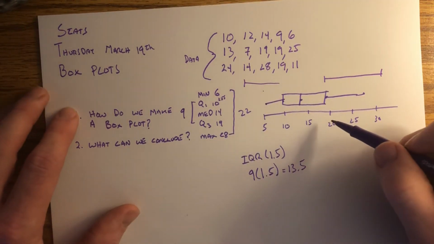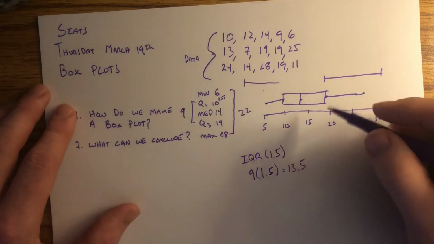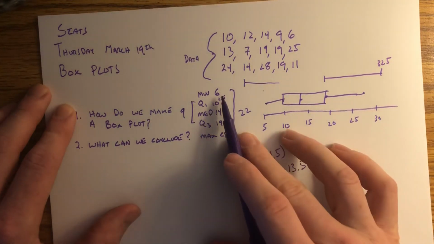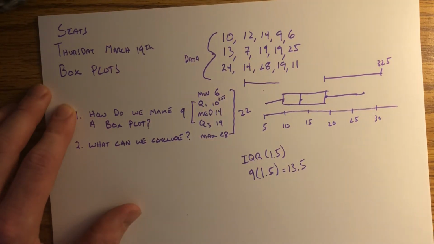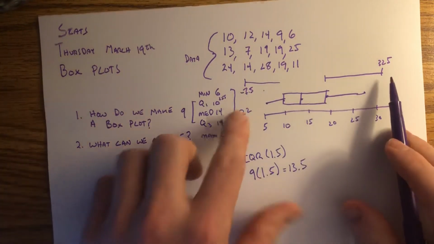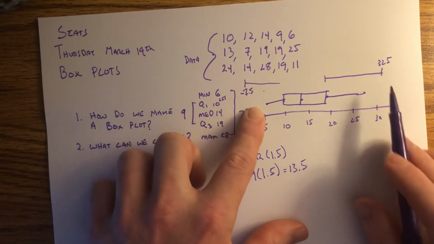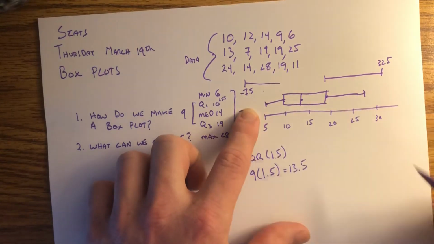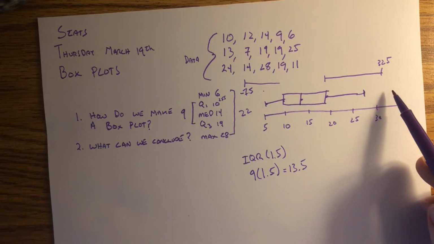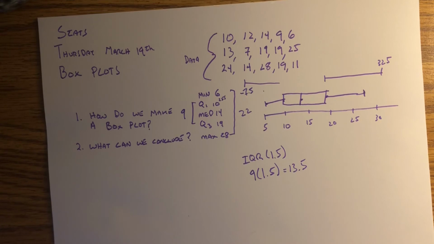So if I take that 13.5 plus 19, 32.5. And then 6 minus 13.5, negative 7.5. As long as I'm in between negative 7.5 and 32.5, I am not an outlier. So if you look here, all of our data is inside of that range. So I don't have any outliers in this data. If I were at 33, I would be an outlier. And if I were at negative 8 or something like that, I would be an outlier.